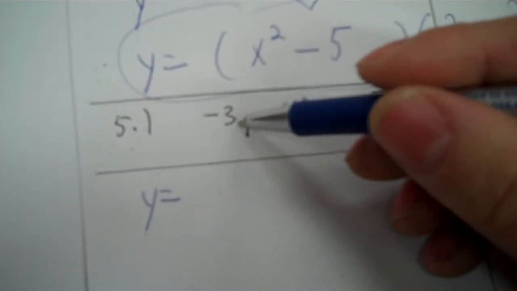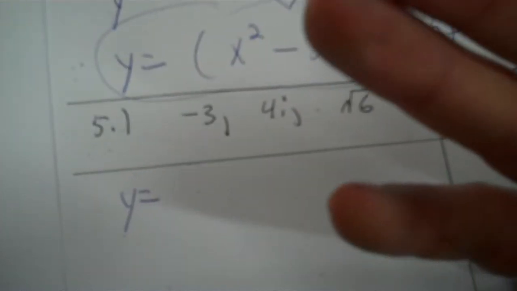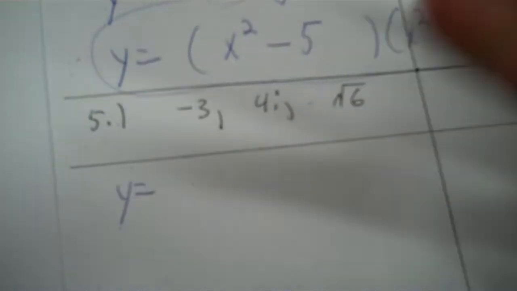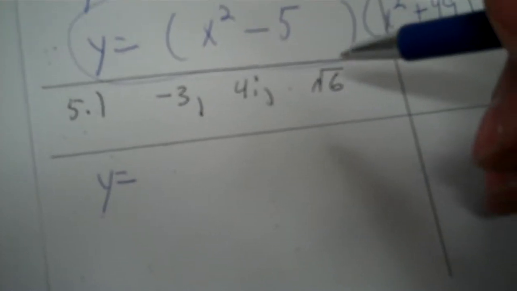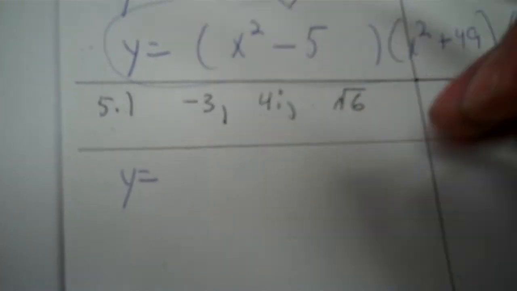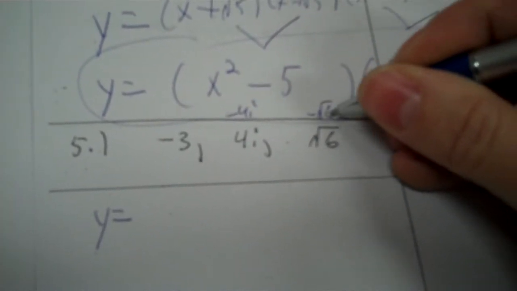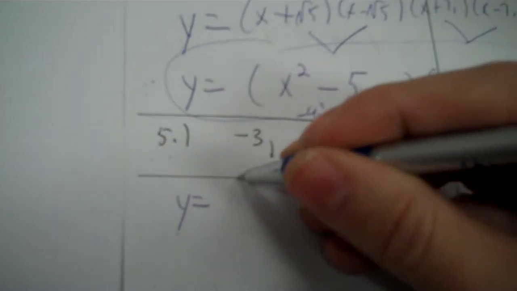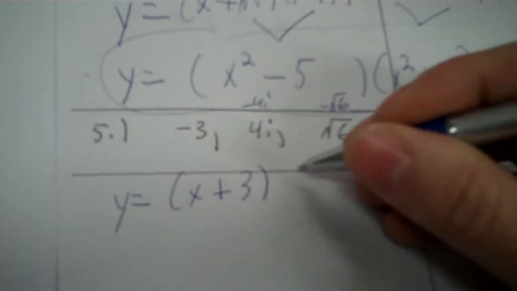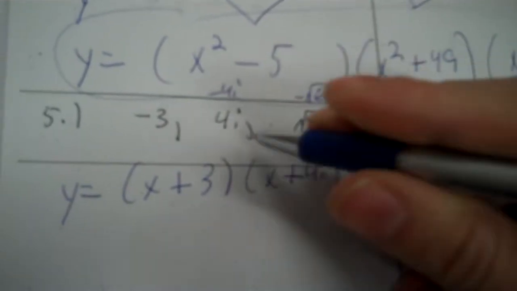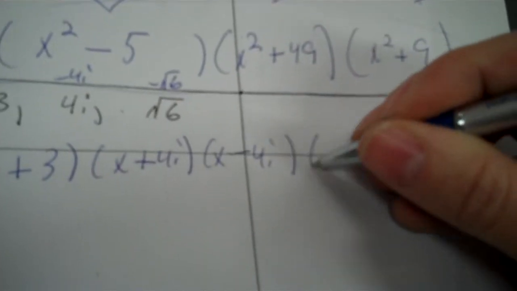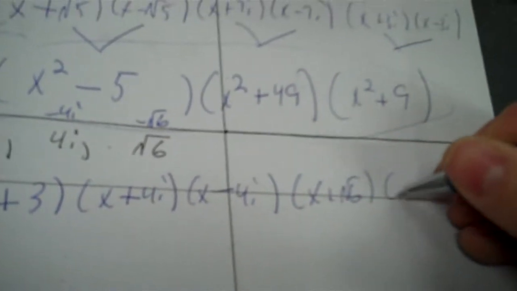Okay, y equals, now that one doesn't come in a pair, it's real, it's rational and it's real. When I say real, that means there's no imaginary, there's no i, and also it's rational because you don't see a square root over the top of it, so that does not come in pairs. This one does, -4i, negative square root of 6. So x minus 3, x minus 4i, x plus 4i, x plus the square root of 6, and x minus the square root of 6, okay?